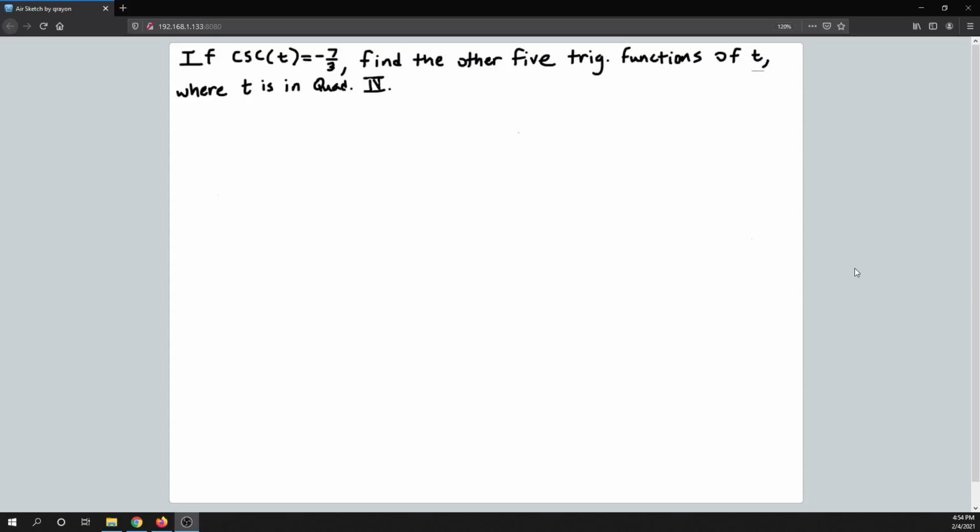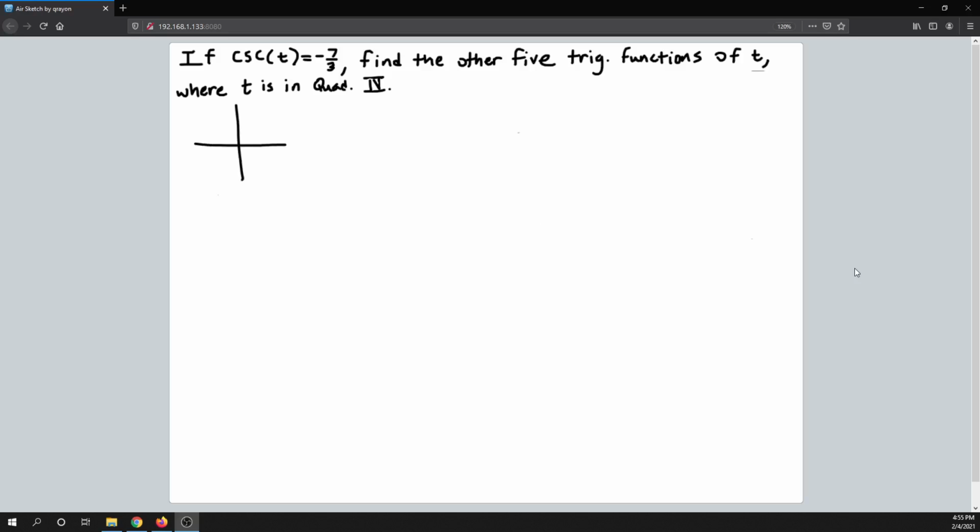In this video, we're going to work on the following problem. It says, if the cosecant of t is negative 7/3, find the other 5 trig functions of t, where t is in the fourth quadrant. Okay, so the first thing that we're going to do is just to draw a picture of the situation.